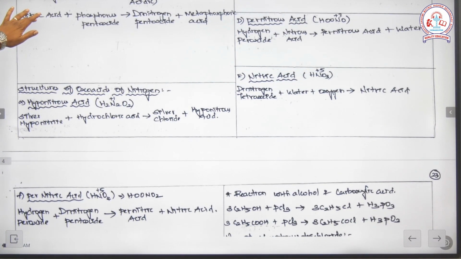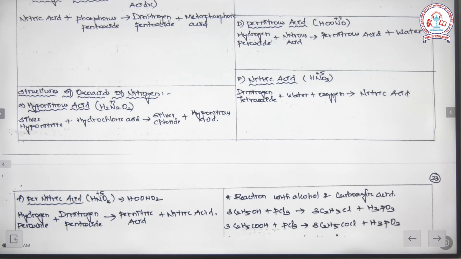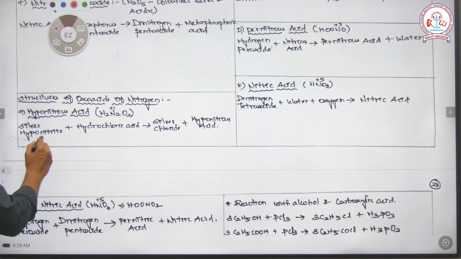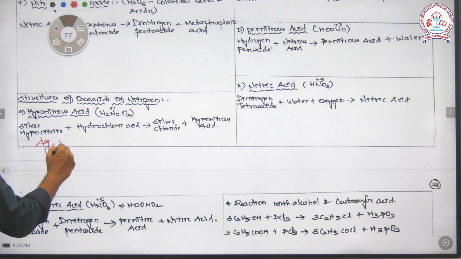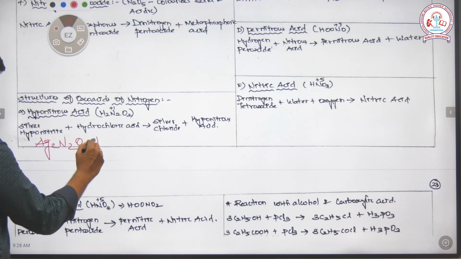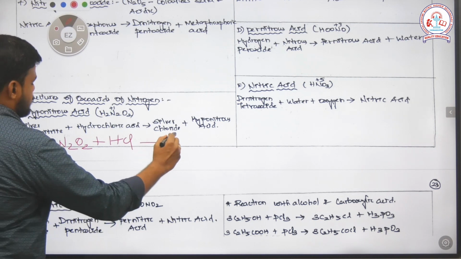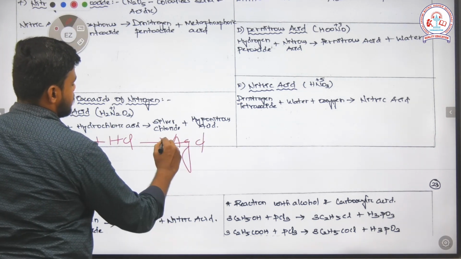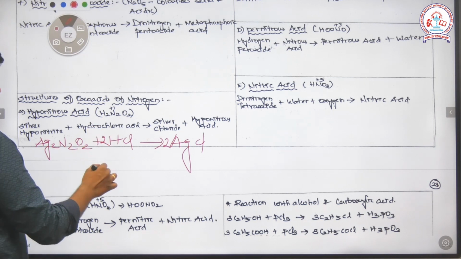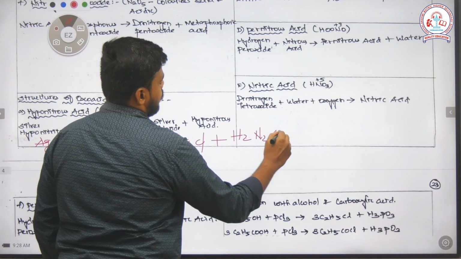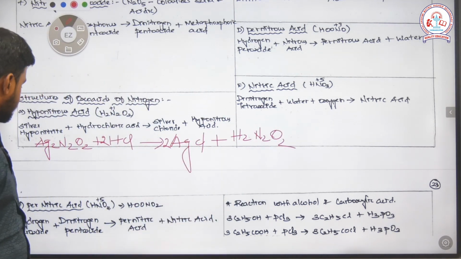The structure of the oxides of nitrogen includes hyponitrous acid. So silver hyponitrite, which is Ag2N2O2, plus HCl forms AgCl. 2 molecules of Ag will take 2 molecules of Cl from HCl. Hydrogen will replace this, so it becomes H2N2O2. So this is your hyponitrous acid.